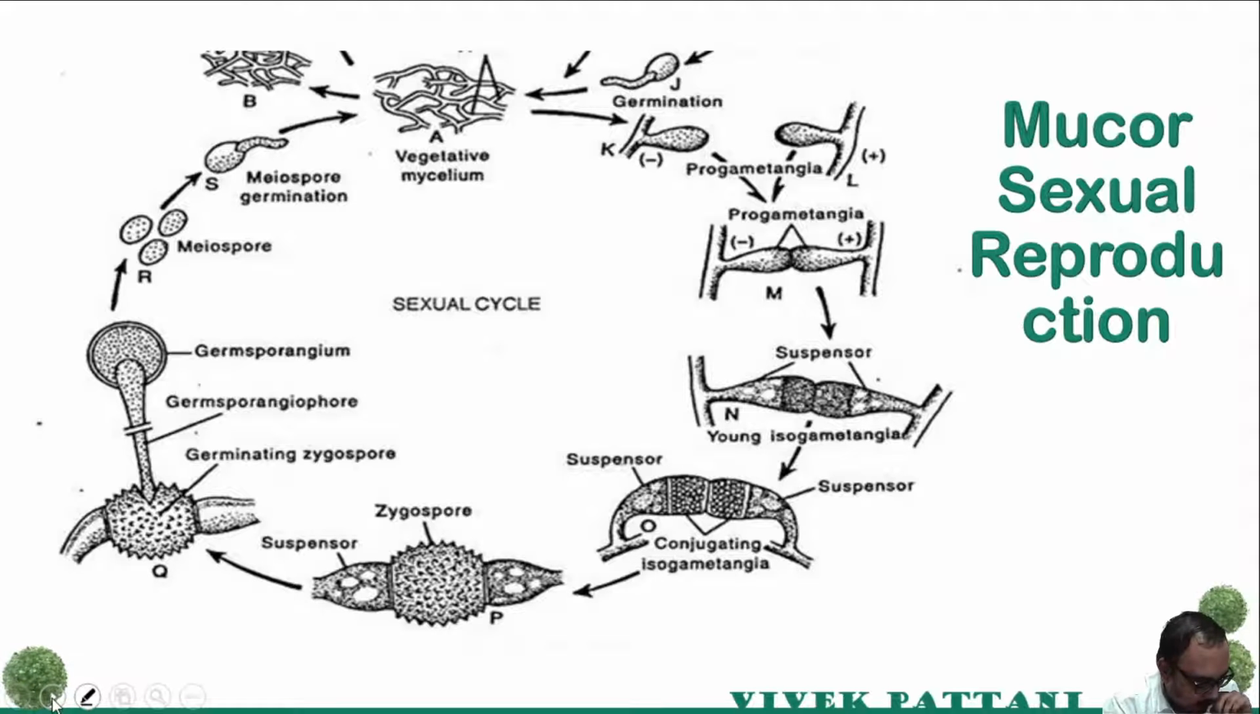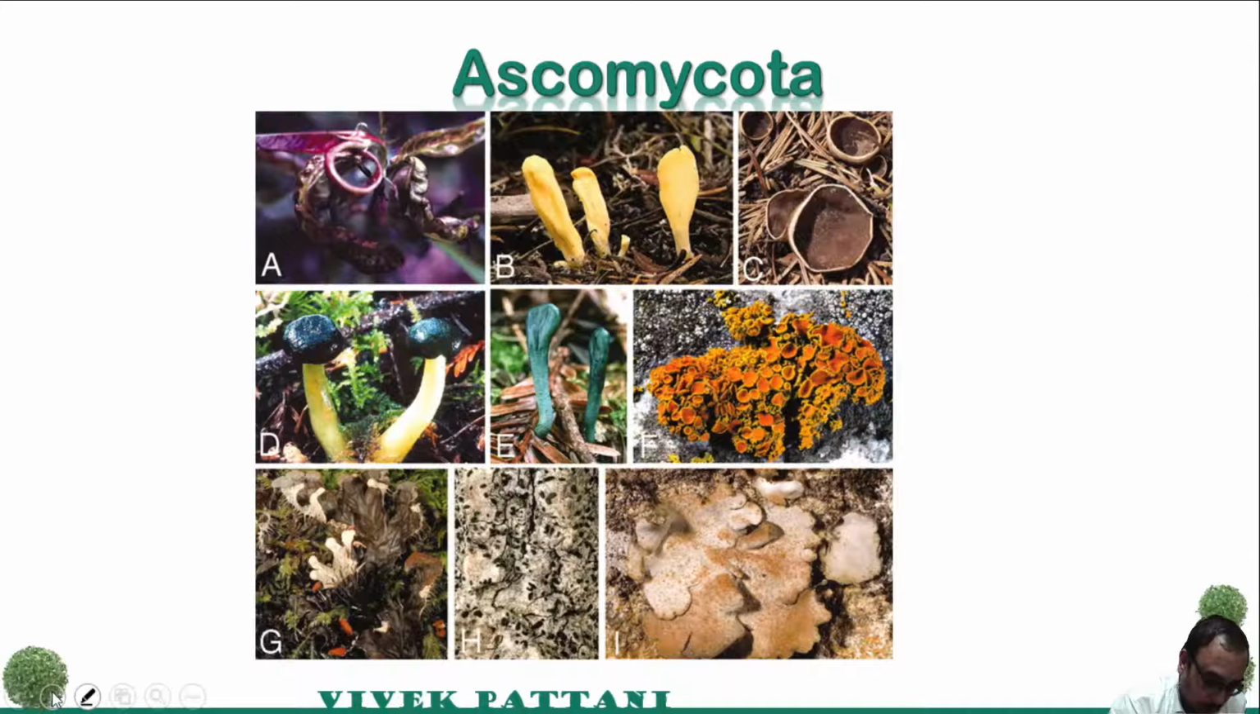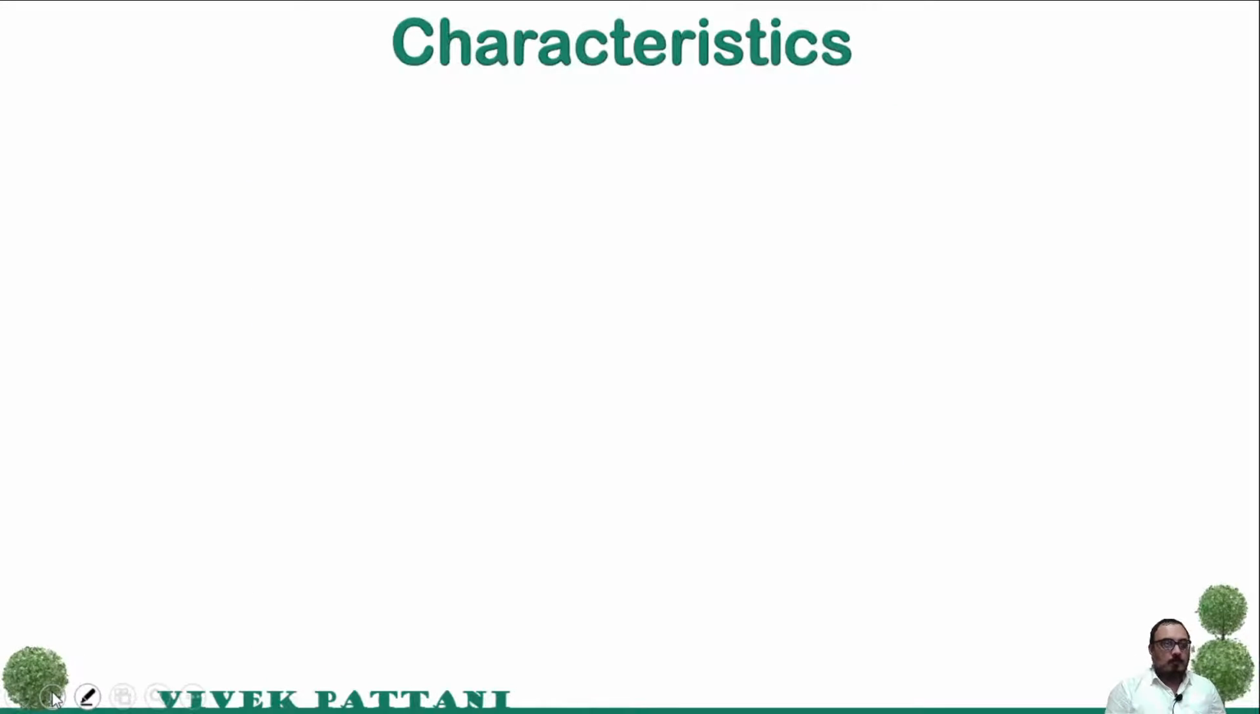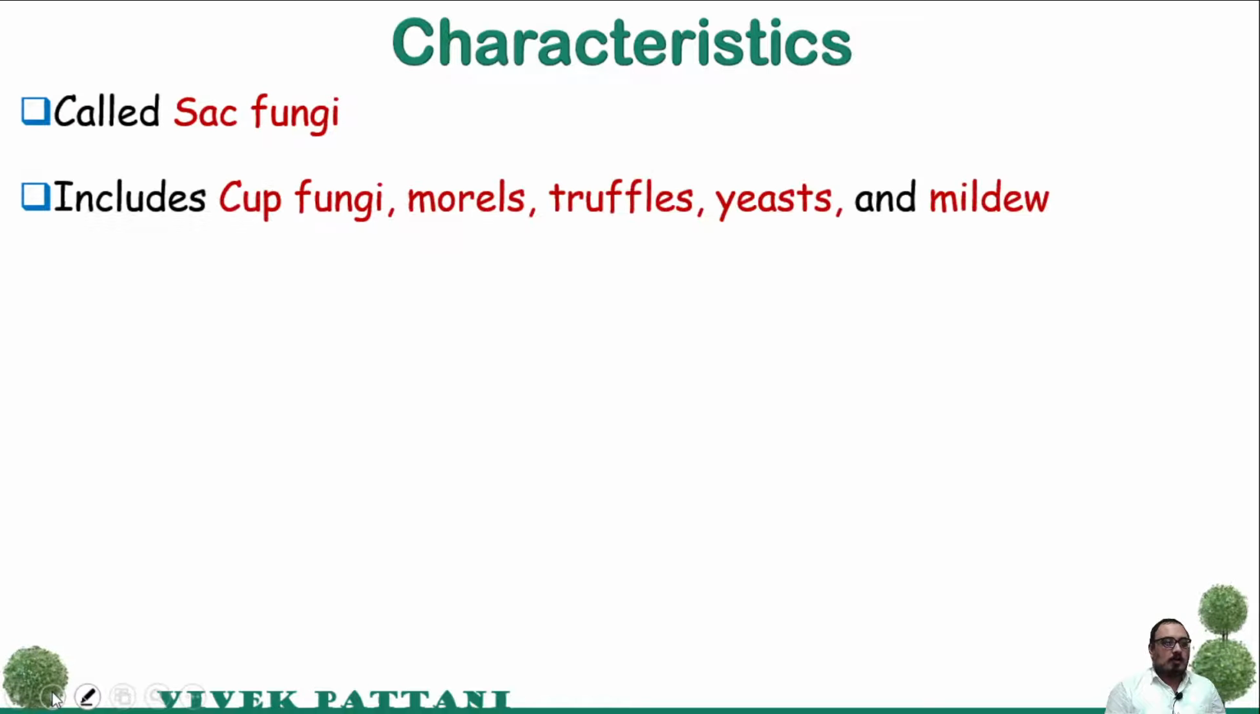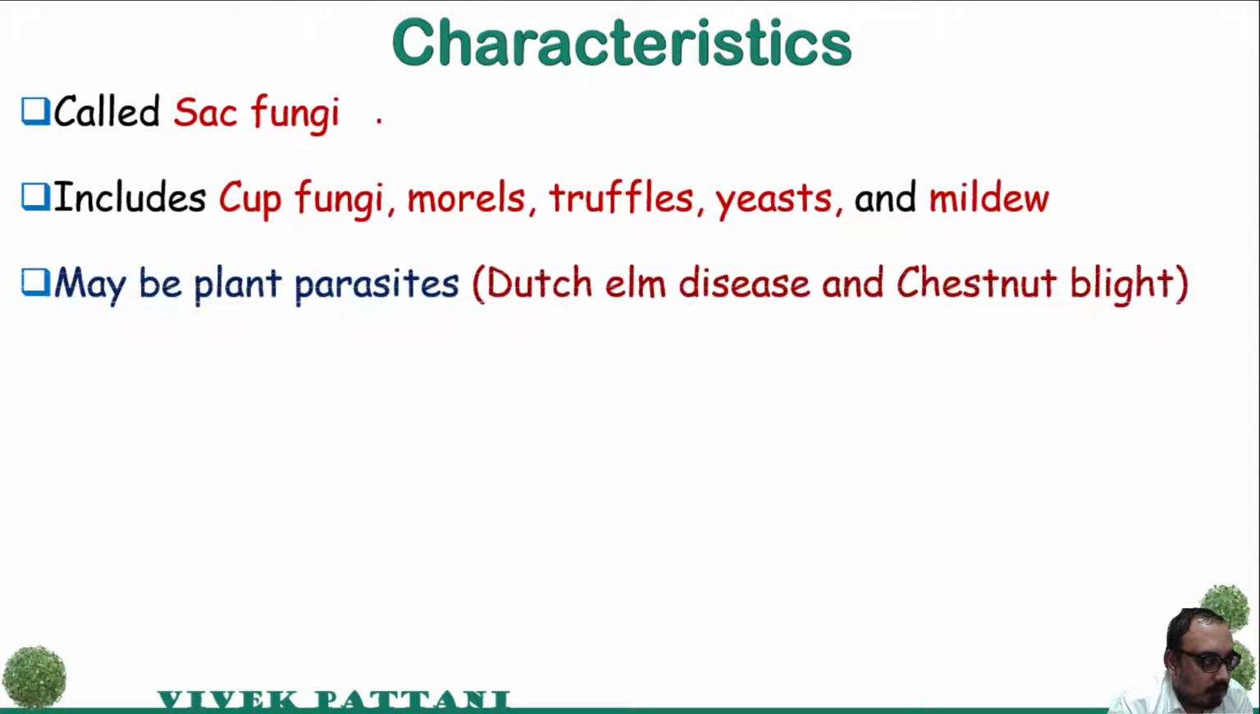Now moving forward with the Ascomycota. What are the characteristics of the Ascomycota? They are sac fungi, which include scab fungi. Why are they known as sac fungi? Because they produce a sac-like structure for the spores. Examples are morels, truffles, yeast, and mildews.